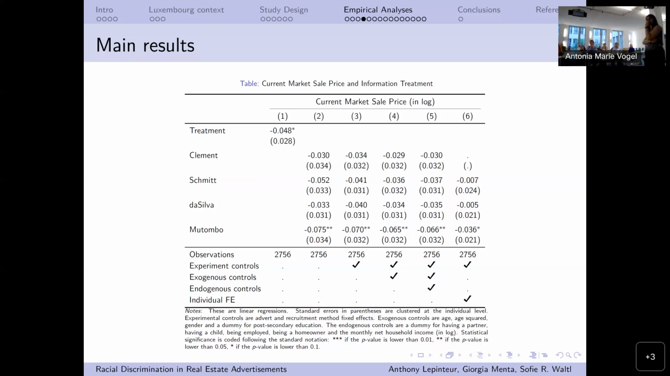And what we find is that this entire effect is almost only driven by the Mutombo name. So this person that signals origin from Africa is getting the worst and the lowest appraisal from all the people, no matter how we specify our regression. And that is what we try to argue: that this is really some discrimination that is going on in appraisals at the very beginning already.